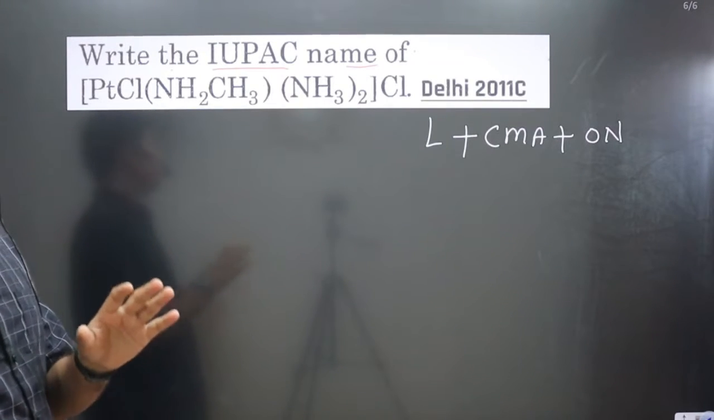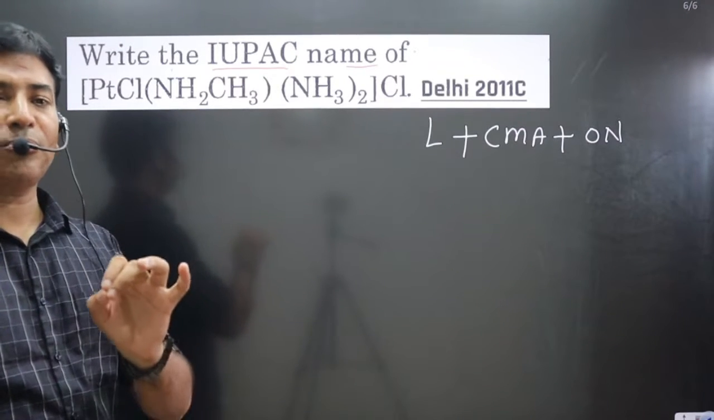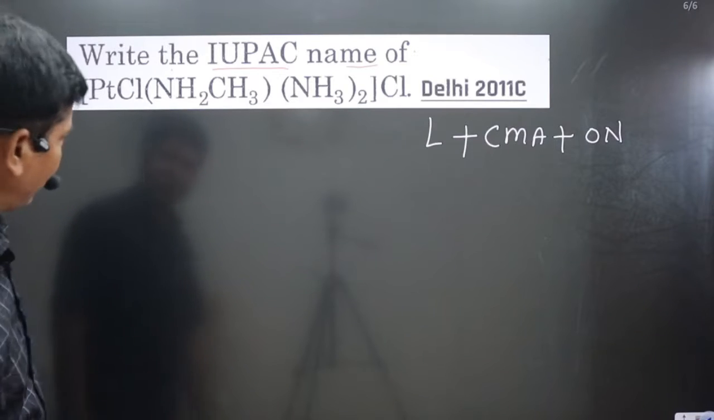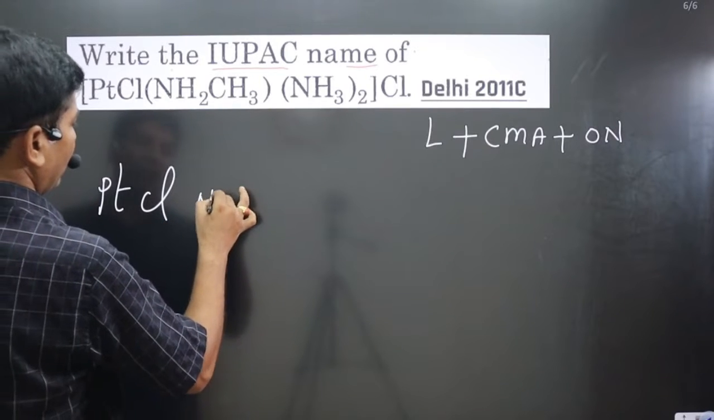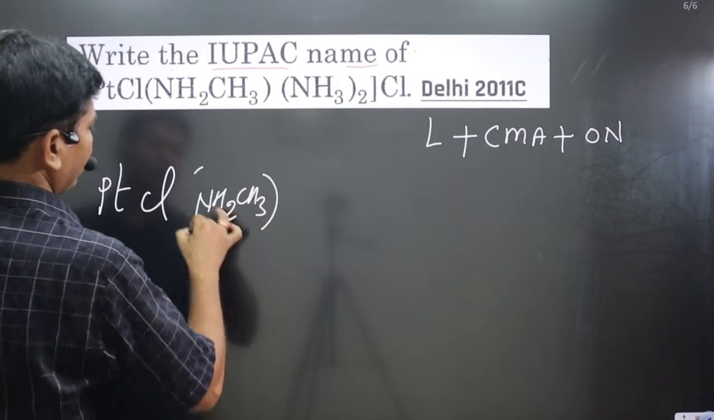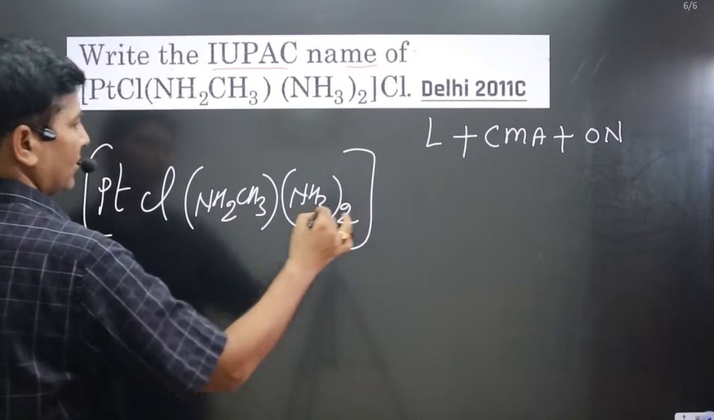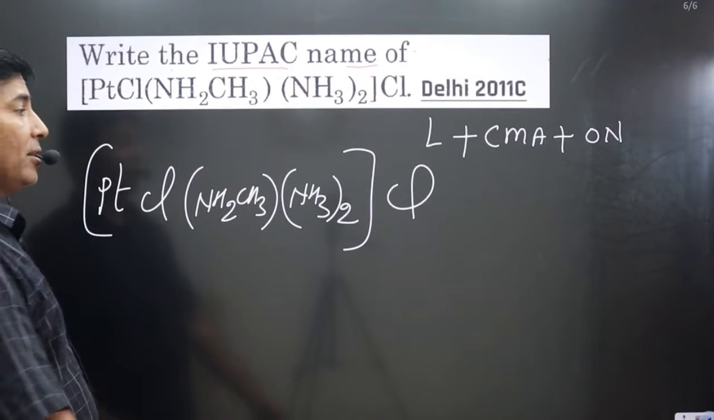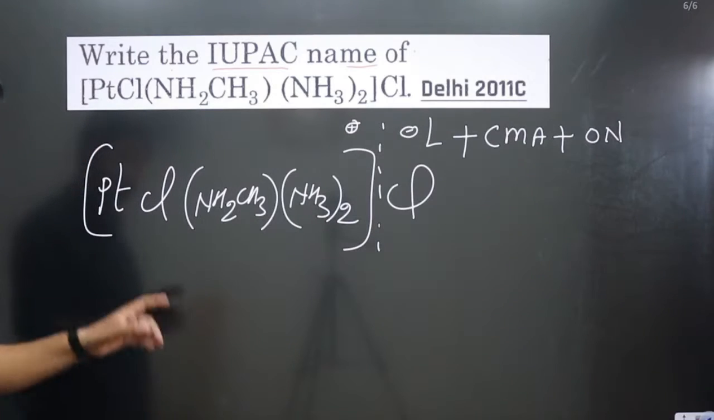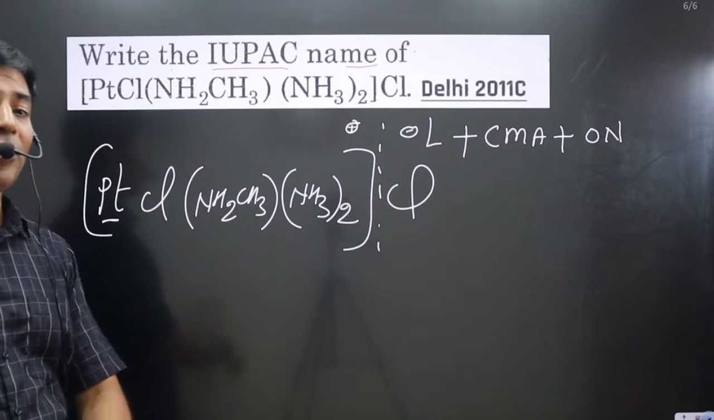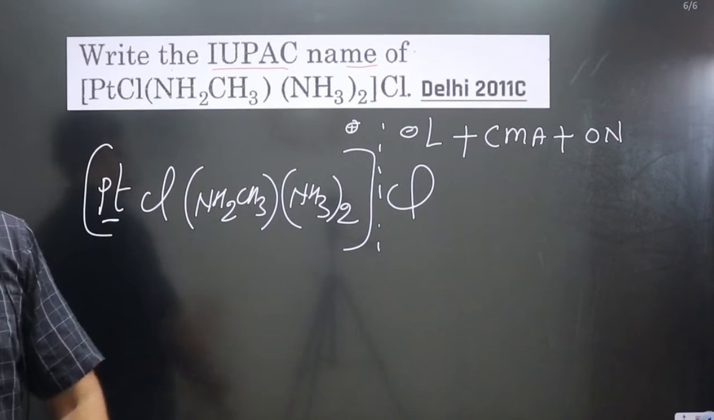Before writing the name of the complex, always identify if the central metal atom is present in the cationic complex or anionic complex. We have platinum, Cl, NH2CH3 (methylamine), then NH3 twice, and then Cl. So you can see we can dissociate the counter ion from here. The first one is positive, the second one is negative. So the central metal atom is present in the cationic complex. It means that when we write platinum, we use its common name as given in the periodic table.